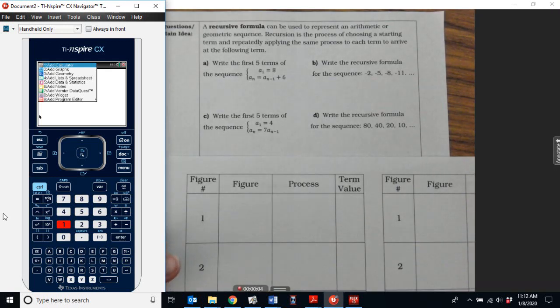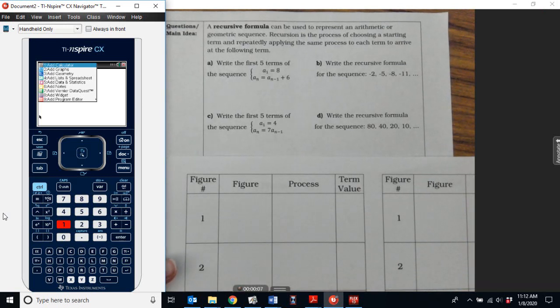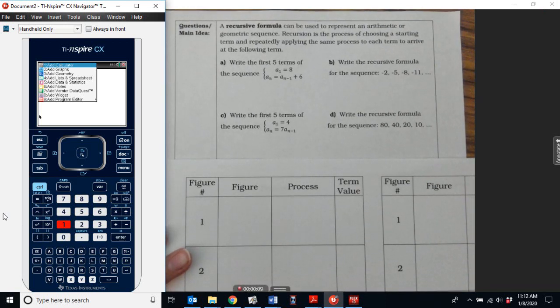All right, so we're going to continue with sequences. And if you look on the back of your notes, the next part is called a recursive formula. It says it can be used to represent an arithmetic or a geometric sequence. And recursion is the process of choosing a starting term and repeatedly applying the same process to each term to arrive at the following term. So if I give you the formula for a recursive, it's showing you what the pattern is, and that way you can figure out the terms.